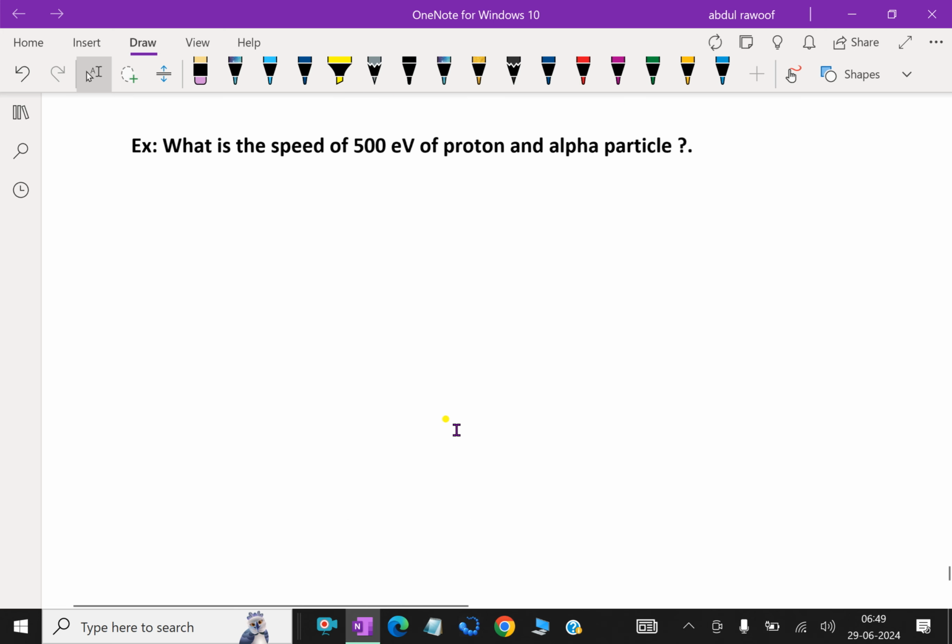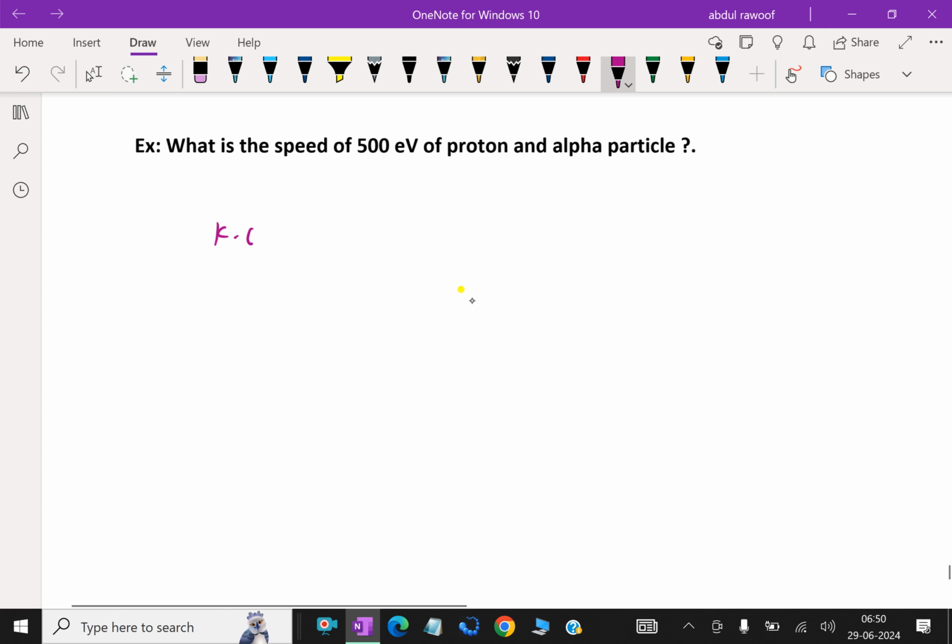Next one, what is the speed of a 500 electron volt proton and alpha particle? Here, remember, kinetic energy is equal to potential energy. Then half mv square equals 500 electron volt.